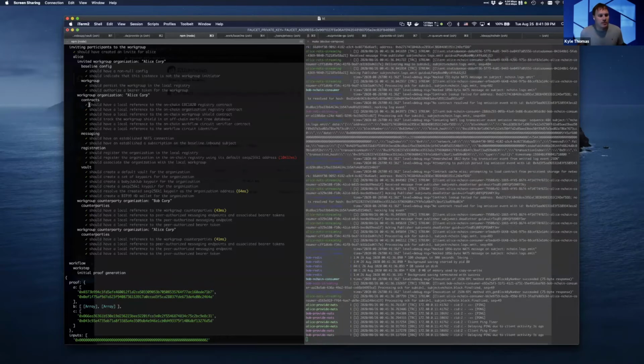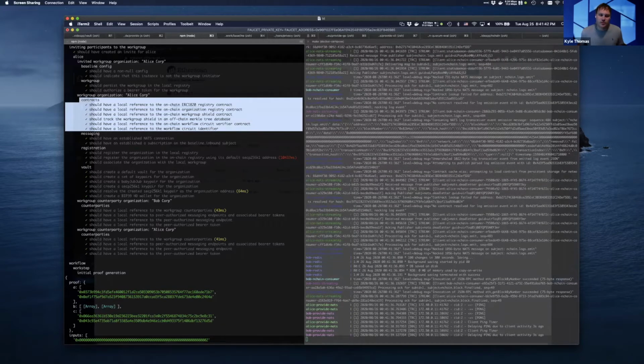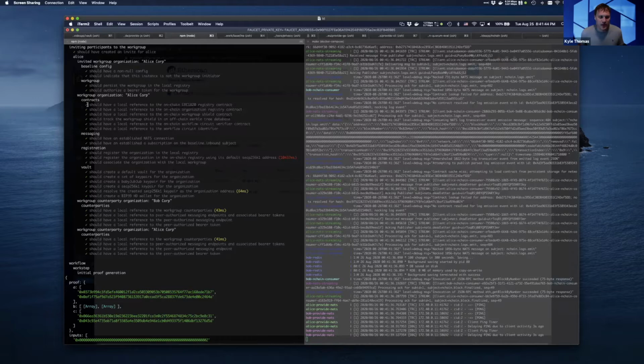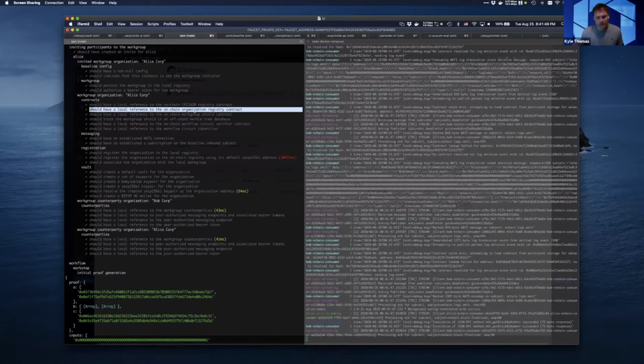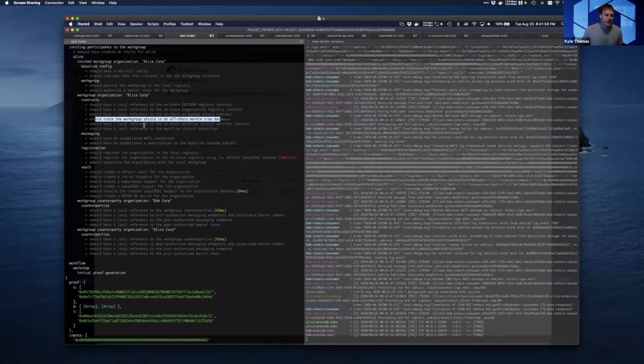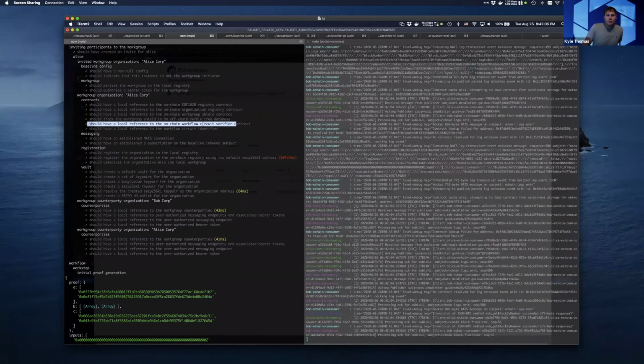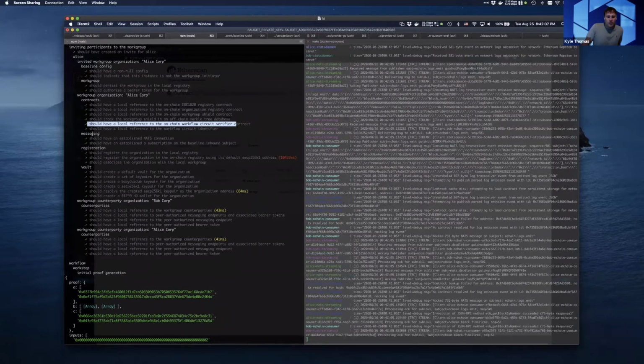Similarly, we're going to make some assertions that when Alice pulled the data down, she got the same copy of all the same contracts that Bob got: the ERC 1820 registry contract, the on-chain organization registry contract, the work group shield contract, the off-chain Merkle tree database got tracked, the shield got tracked, and then there's the local reference to the workflow verifier, and the workflow circuit identifier was also cached.